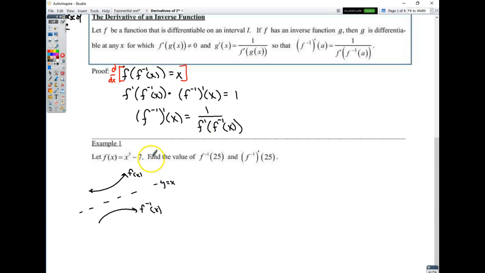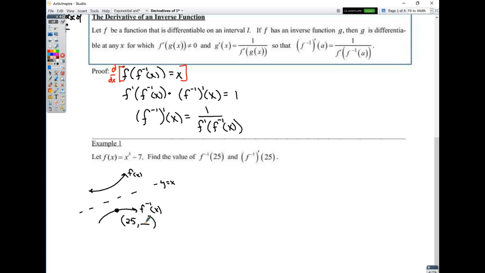And what the problem wants me to do is find the value of the inverse of 25. So we could get the y and the x and flip them around and do all that solving. But we can actually do this problem without dealing with that. So they want me to find the value of f inverse of 25, and they want me to find the derivative of the inverse at 25. So I know that I've got a point on my inverse that is 25 comma something. I've even got to find that something.